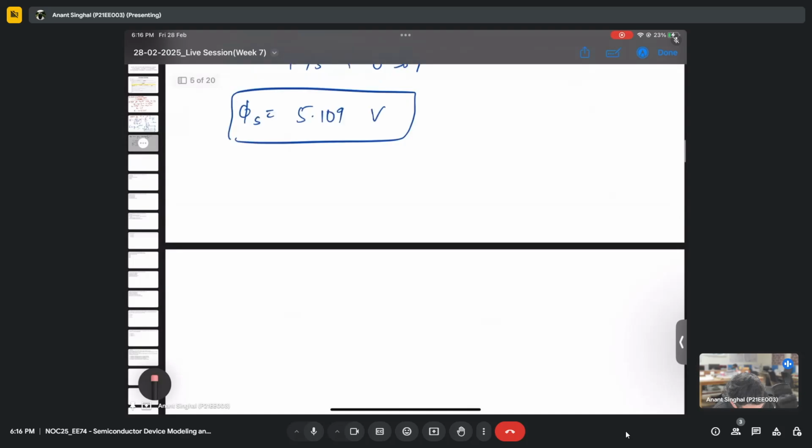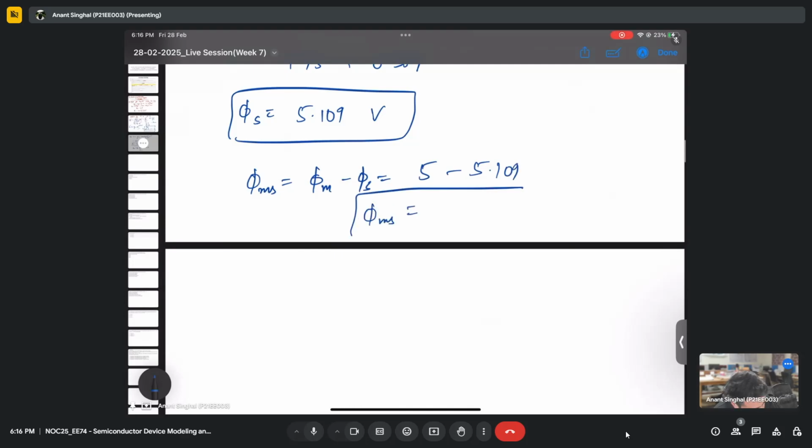So we already have phi_f, so phi_ms we can now calculate easily, which is nothing but phi_m minus phi_s. Phi_m is already given, 5 minus 5.109, so phi_ms will be nothing but minus 0.109 electron volts, or volts, whatever the unit is. Since this is not q times phi_ms, we can write volts only. Once we have phi_ms, V_FB is nothing but phi_ms minus Q_ss' by C_ox.